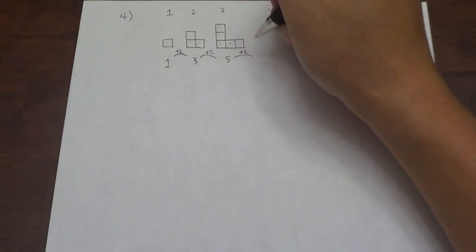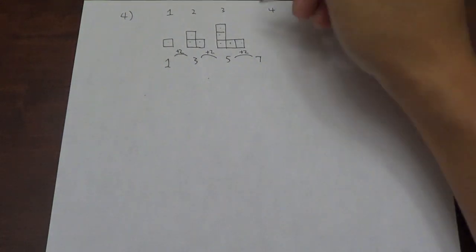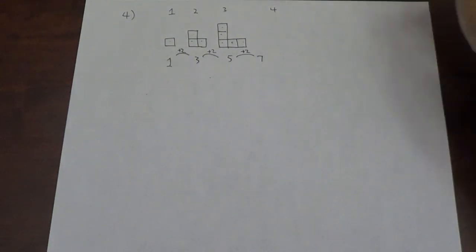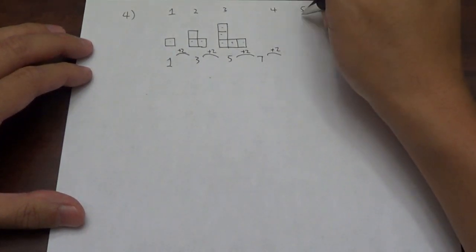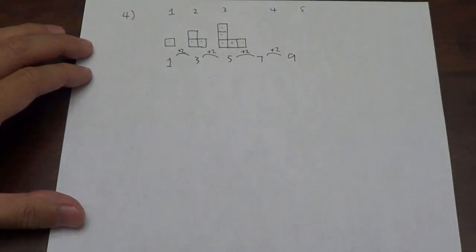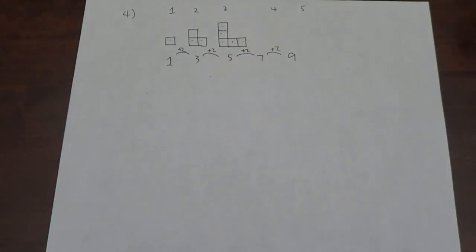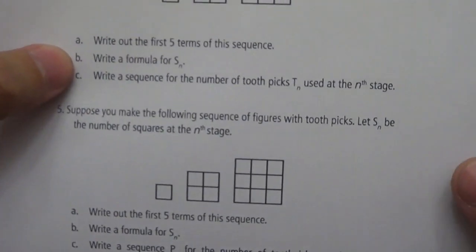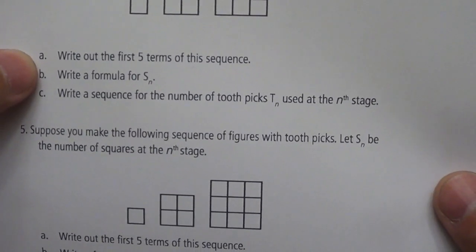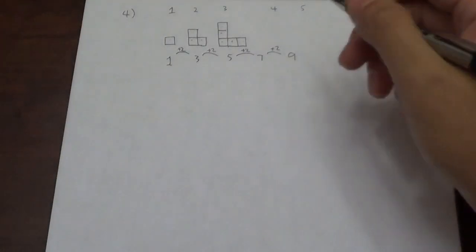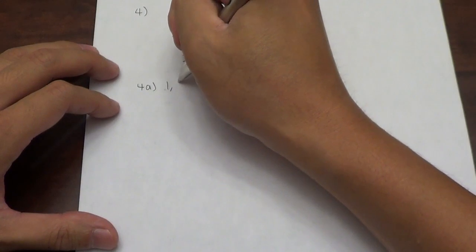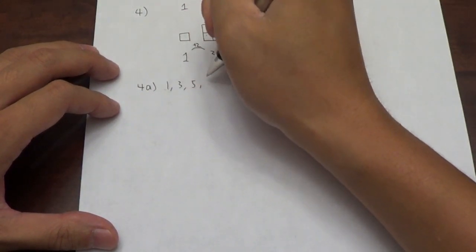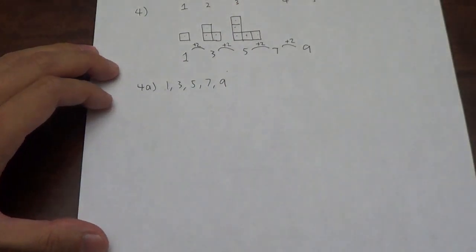So if I go to the next term, I should have 7 squares. Right? If you want to, you can draw it out. I'm going to skip that because I really don't need to, because I know the pattern is plus 2. So then my next term, 5th term, would be 9. And I can keep on going if I want to, but right now that's all I need to confirm my pattern. Alright, so answering the question, for A, write out the first 5 terms of this sequence. Right, just so happens I already did that. Alright, so for A is simply 1, 3, 5, 7, and 9.